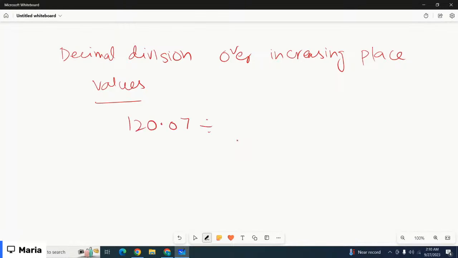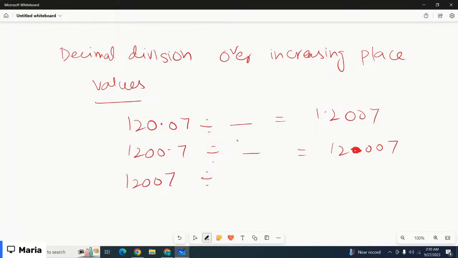Okay, so for example, you have 120.07 divided by what number equals 1.2007? 1200.7 divided by what number equals 12.007? That is a decimal point, right? Okay, 12007 divided by what number equals 120.07?